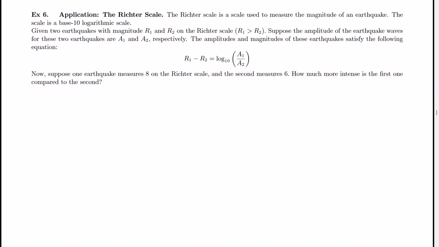So this is the Richter scale. Maybe you've heard of it. Whenever an earthquake happens, somebody will say, oh, it was magnitude 7 or magnitude 3 or magnitude 5. What are they talking about? So let's look at example number 6. The Richter scale is a scale used to measure the magnitude of an earthquake. The scale is a base 10 logarithmic scale.